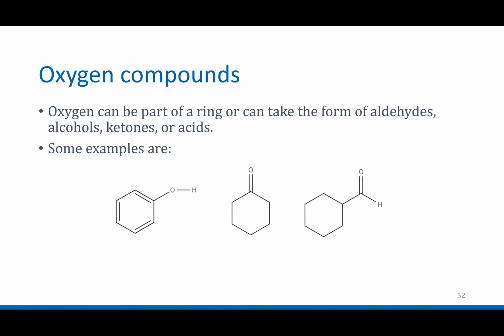All right, what about oxygens? Oxygens in crude oil are typically in ring form or aldehydes, alcohols, ketones. These are just some examples of oxygen compounds that you might find in crude oil. So we have phenol, or a benzene ring with an alcohol group. We have cyclohexanone, which is a ketone. And then on the last one, we have a cyclohexane ring with an aldehyde on it. So these are just some examples.